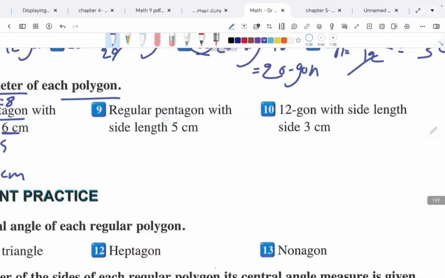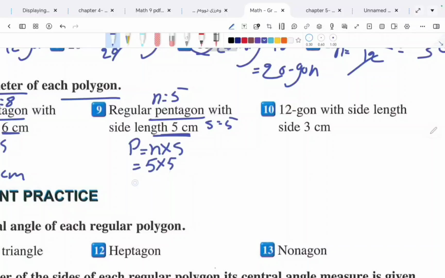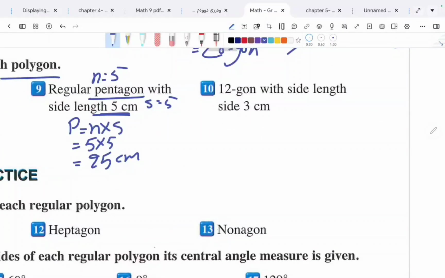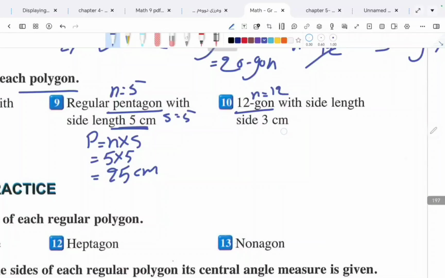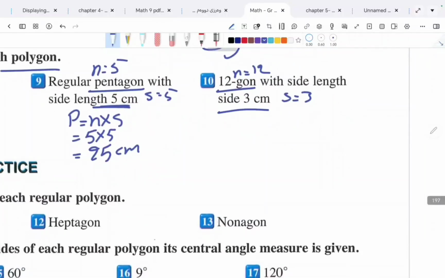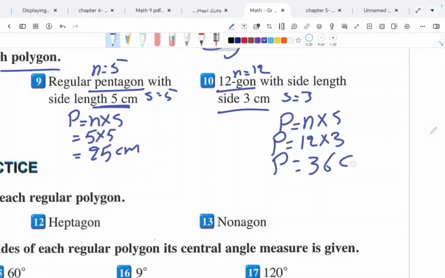The second one, regular pentagon. N equals what? N equals 5. Side length equals 5. S equals 5. Multiply them. N times s, both of them equal 5. So 5 times 5 equals 25 centimeters. Question 10. 12-gon with a side length of 3 centimeters. So n equals 12, s equals 3. Multiply them. P equals n times s. N is given, which equals 12. S is given, so it equals 3. Perimeter, 12 times 3 equals 36 centimeters.